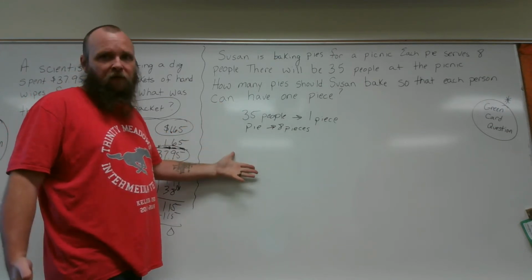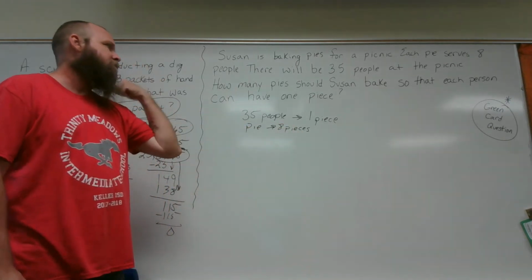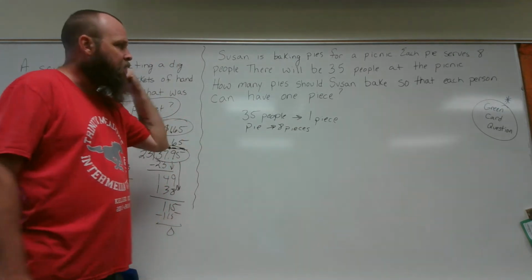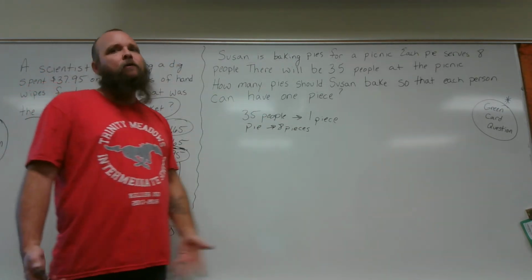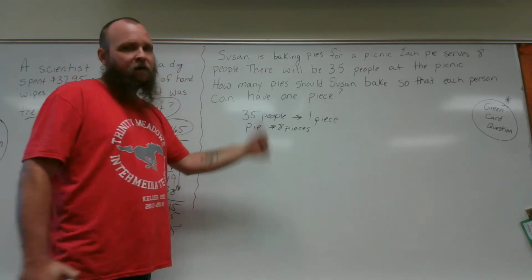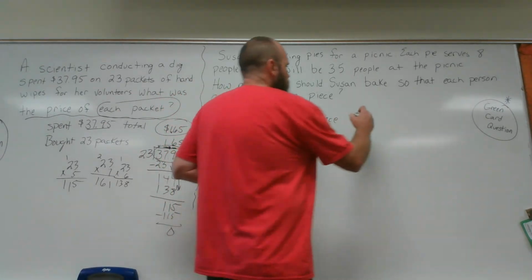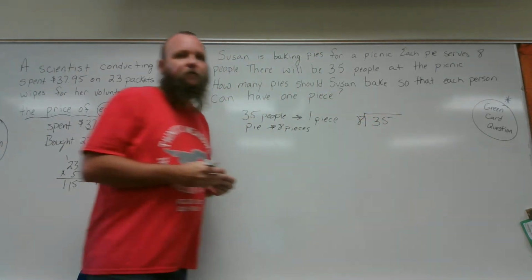Okay, so obviously 1 pie is 8 pieces, 2 pies is 16. I don't want to count all the way up to 35. I mean, come on, who can count by 8 that high? That's just crazy. So I'm going to divide. I'm going to divide the 35 people by the 8 pieces of pie.